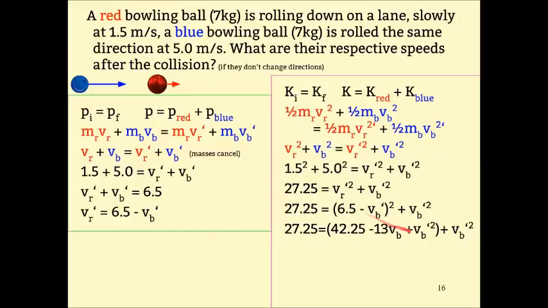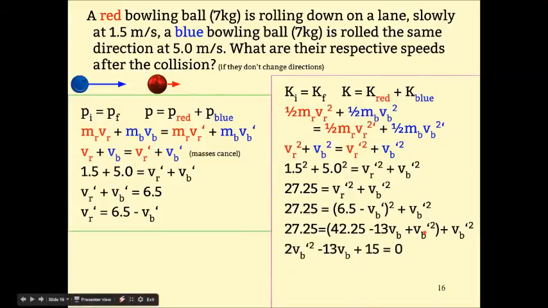And because that's negative, that positive, and that was negative. All right, and then I just kept the parentheses in there to show you where that trinomial came from. I then collect like terms because I have a VB prime squared and a VB prime squared, so I have two of those. So I'm going to put those together. I'm going to bring the 27.25 over so that I now have this trinomial.